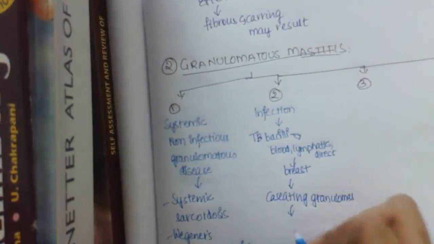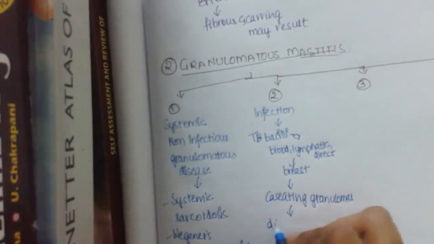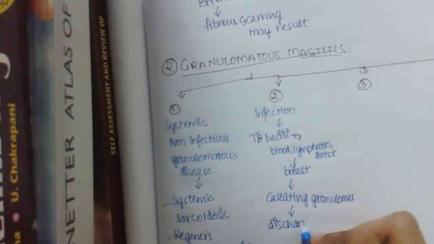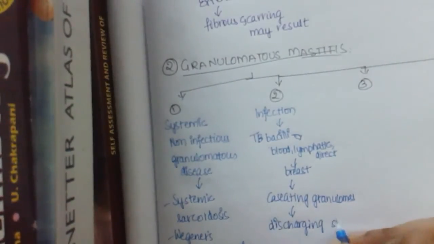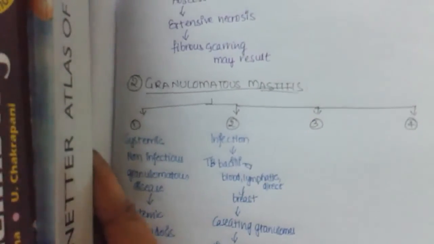And with these caseating granulomas, many discharging sinuses may be seen on the surface of the breast. So if granulomatous mastitis is caused by an infection, it is most probably caused by TB bacilli.